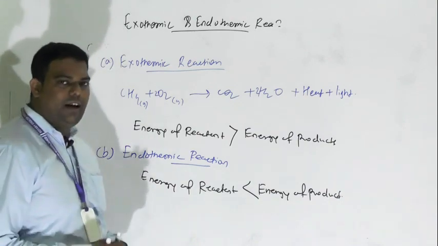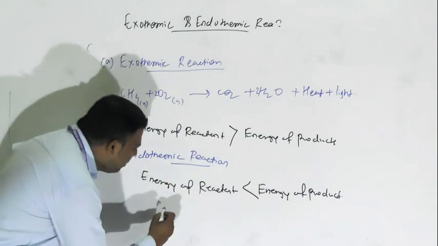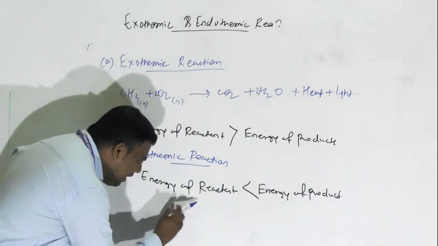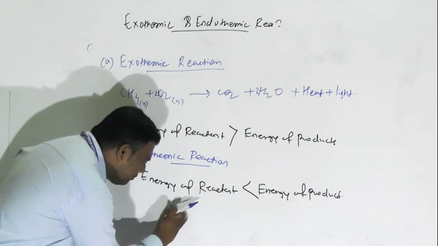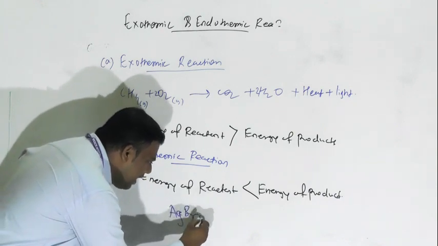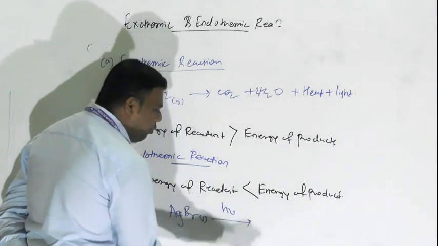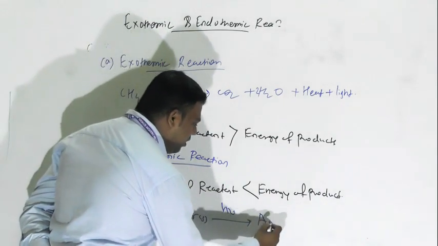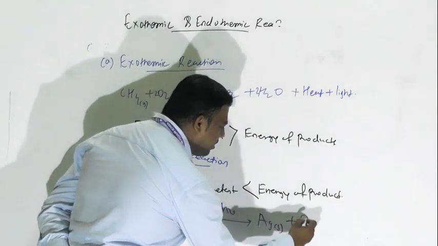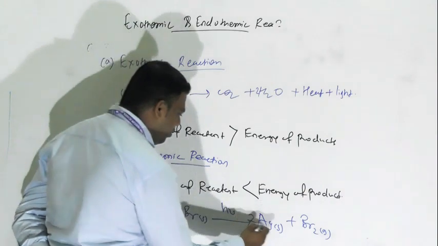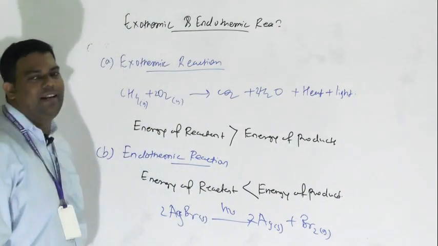We will see one example, as we saw: AgBr solid, with light, photolysis. What will you get? Ag solid plus Br2 gaseous. For balancing, take 2. So our reaction is balanced.